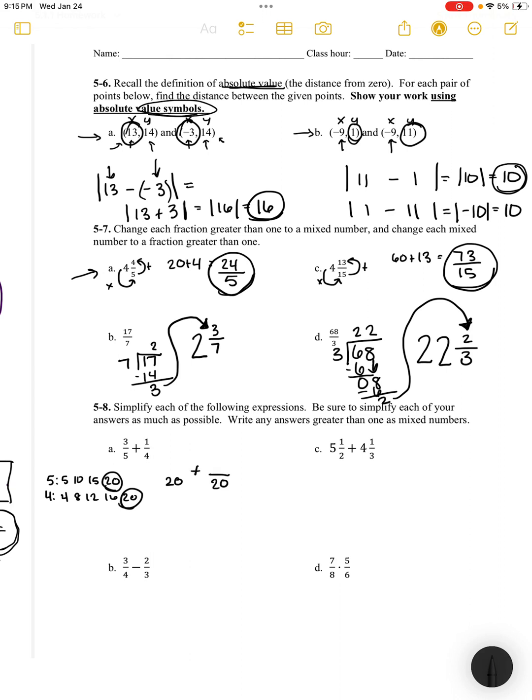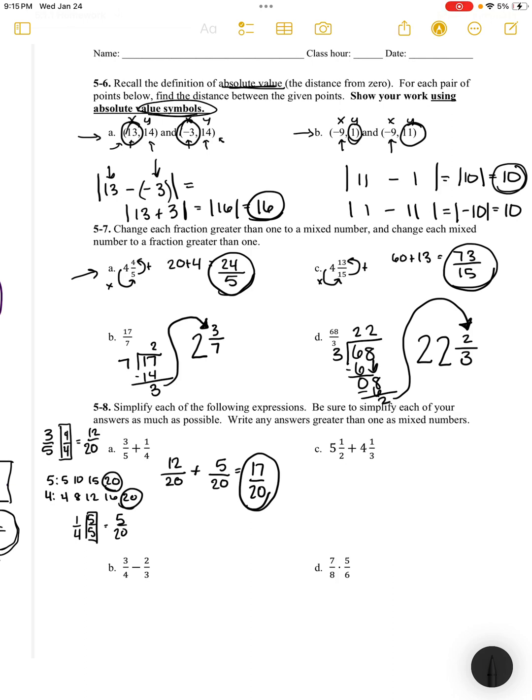So I always rewrite my problems. 3/5, if I use a giant 1 to make a fraction out of 20, it's 5 times 4. 3 times 4 is 12. 1/4, I do the same thing, although this time to get to 20, I have to multiply by 5. 1 times 5 is 5. 12/20 plus 5/20 is 17/20.